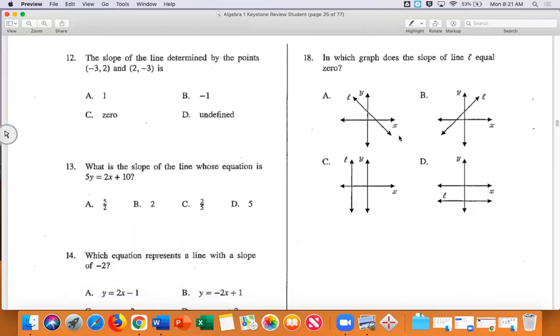All right. The slope of the line determined by the points -3, 2, and 2, -3 is what? So the only way to do this problem is actually just to label it and to write it out. So we have -3 minus 2 over 2 minus -3. 2 negatives make it positive. So we have -5 over 5. And that's -1.